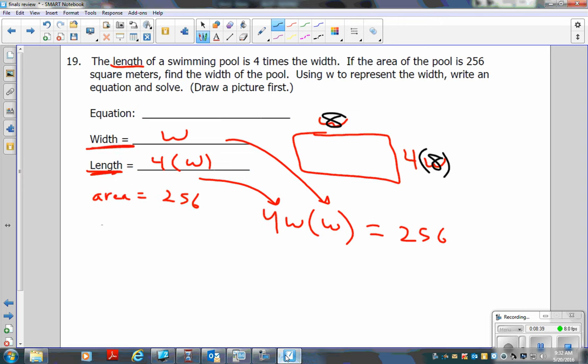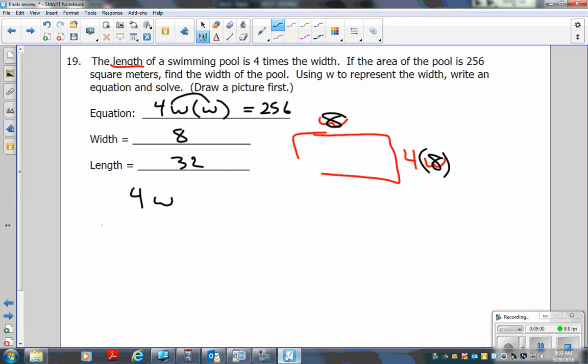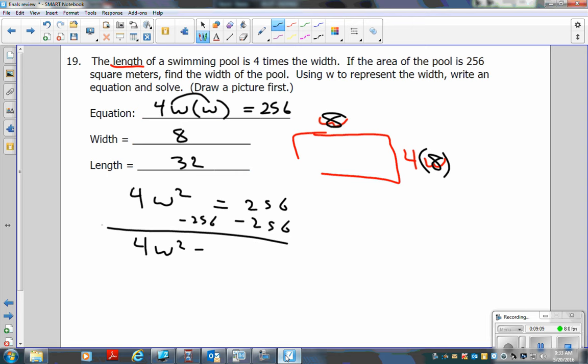All right. Let's write the answers down. The width is 8. The length is 4 times 8, which is 32. An equation, we just worked it out, which is 4W times W equals 256. Now, if you want to clean up the equation a little bit, W times W is W squared. And to move the 256 from one side to the other, you subtract it, which gives you a final equation of 4W squared minus 256. Now, this is prettier, but they're both correct.